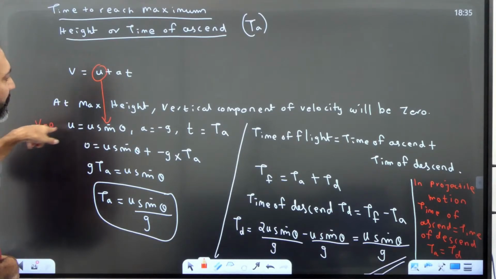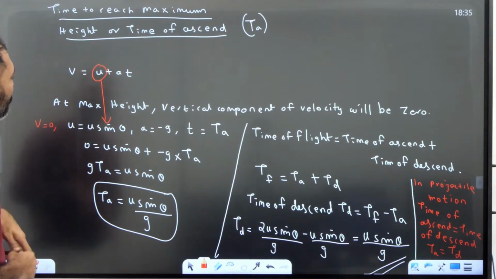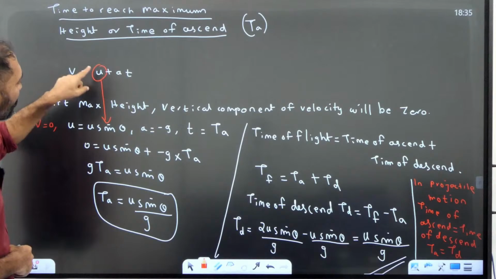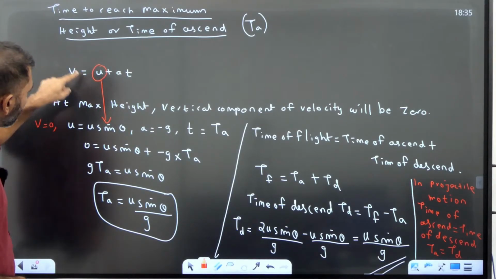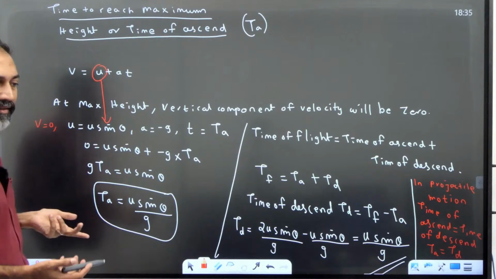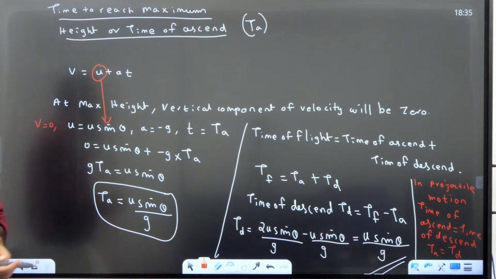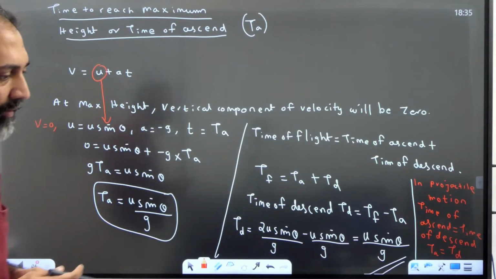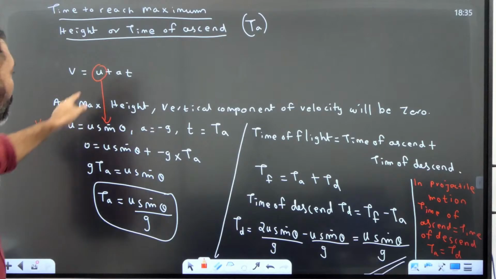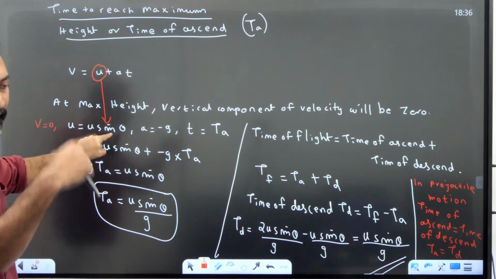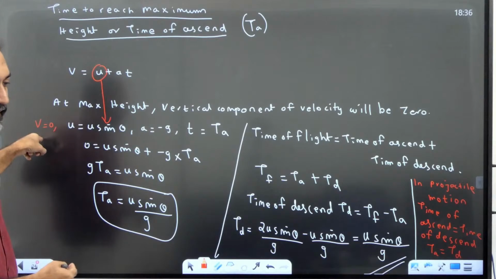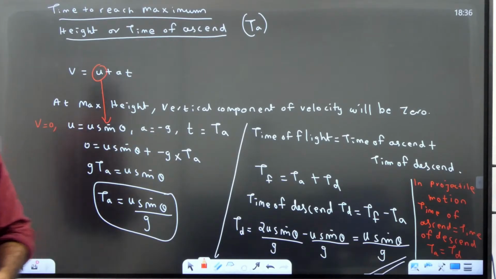Maximum height, what you said is correct only. Velocity will be 0. This initial vertical component of velocity u sin theta becomes 0 at the highest point. Here u is the initial velocity, that is u sin theta. That u sin theta becomes 0 at the maximum point. Okay, clear.